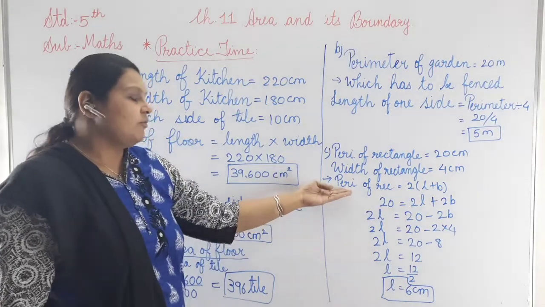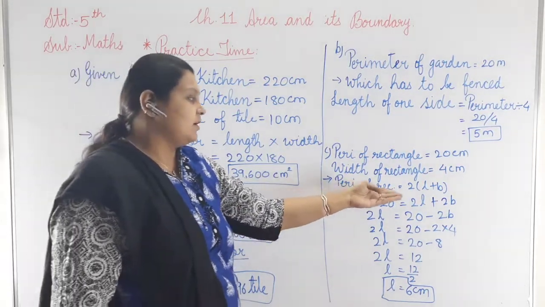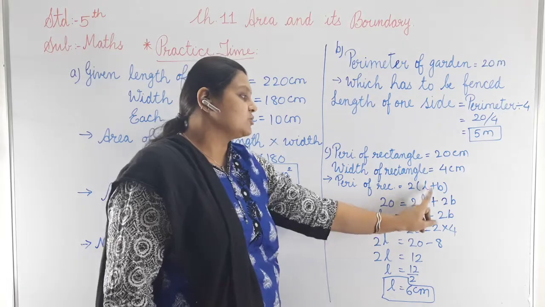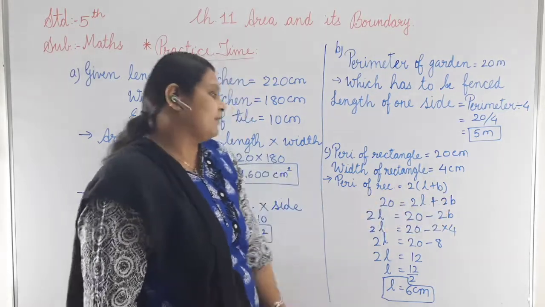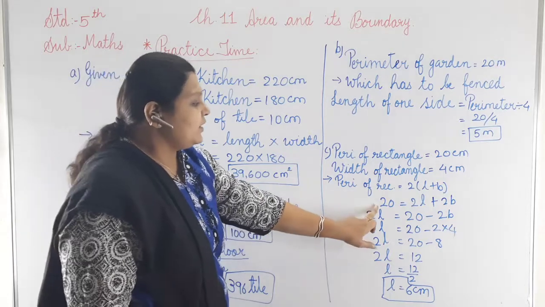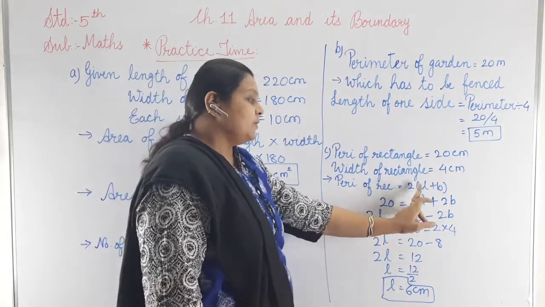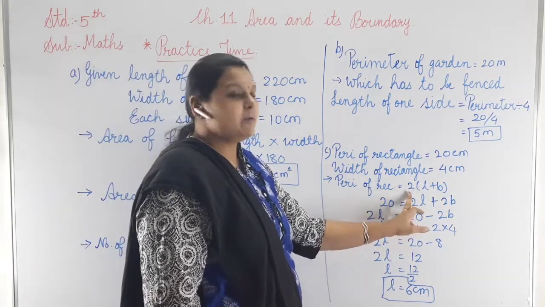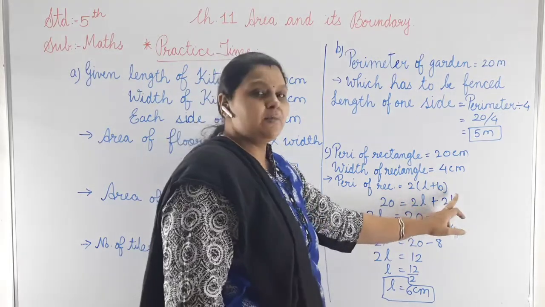So we all know the formula. Perimeter of a rectangle is equal to 2 into (length plus breadth). Now let us put the values. So 20 is equal to, if we open this bracket, this 2 will be multiplied to L and B.